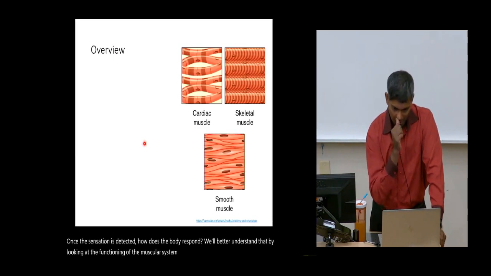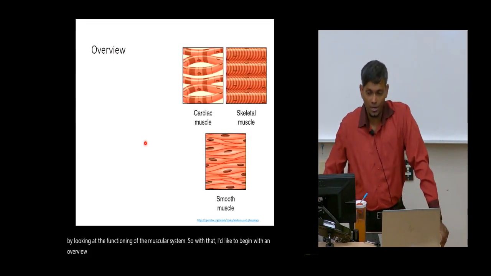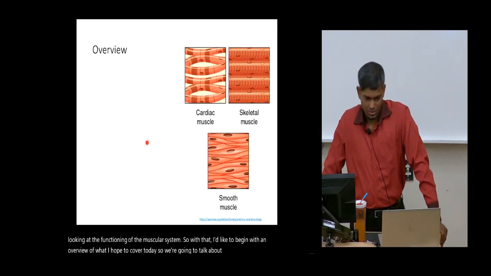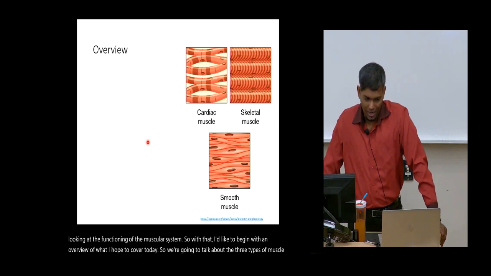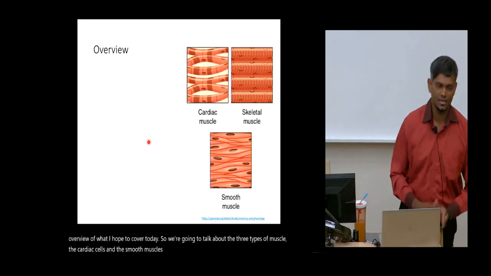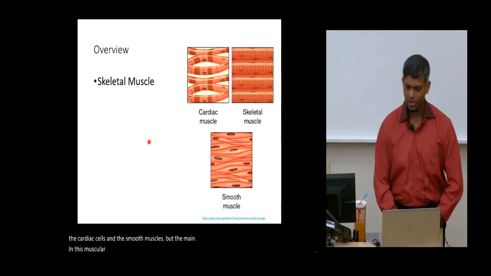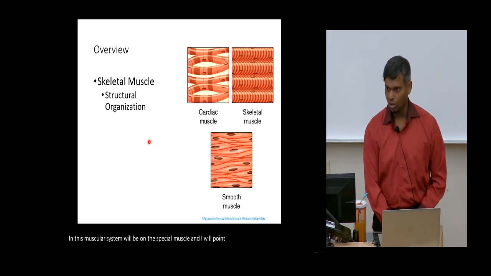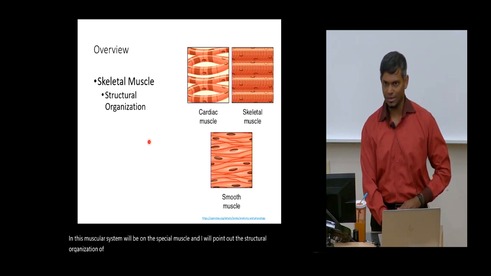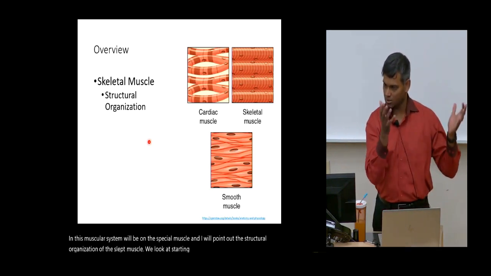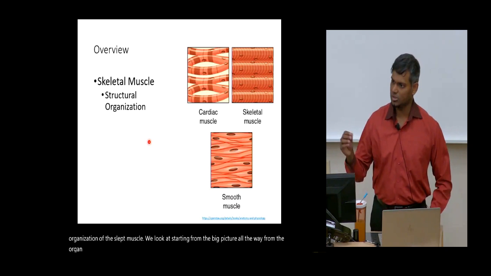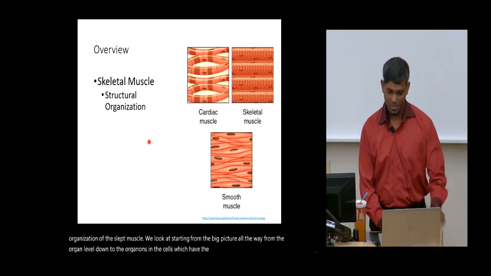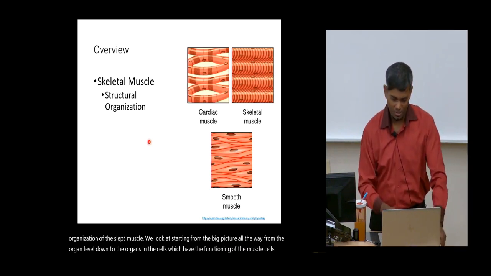So with that, I'd like to begin with an overview of what I hope to cover today. So we're going to talk about the 3 types of muscle, the cardiac, skeletal and the smooth muscles, but the main focus in this muscular system will be on the skeletal muscle. And I will point out the structural organization of the skeletal muscle. We look at starting from the big picture, all the way from the organ level down to the organelles in the cells which help the functioning of the muscle cells, the entire muscle.